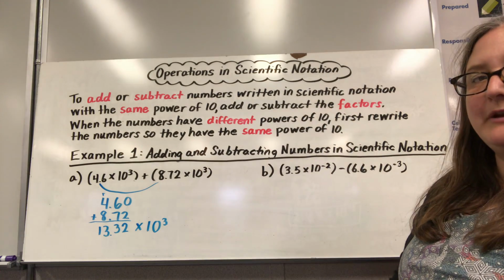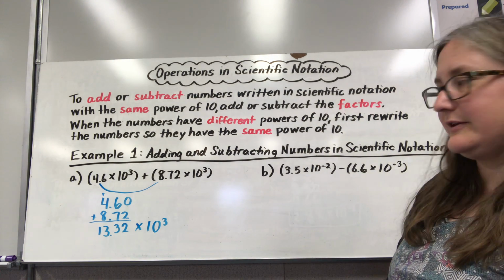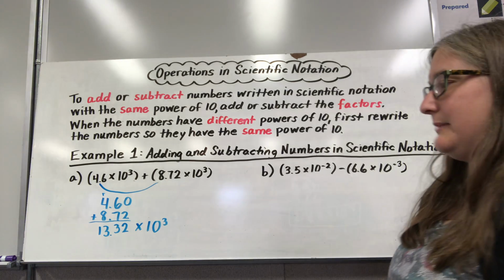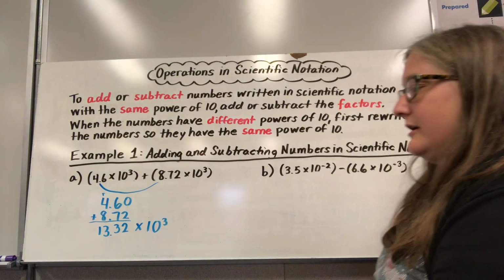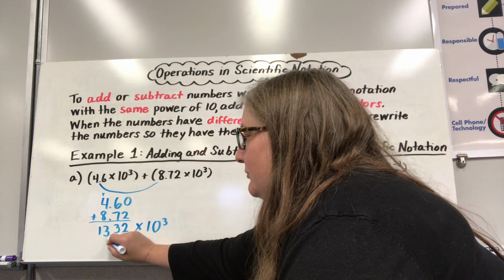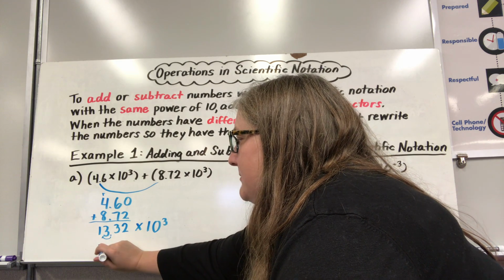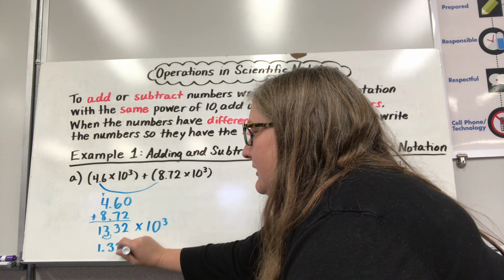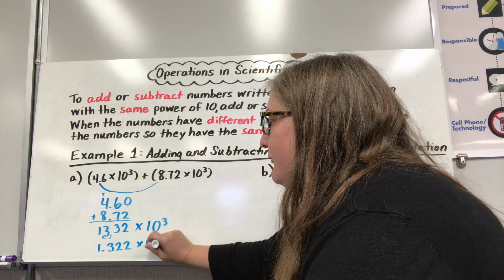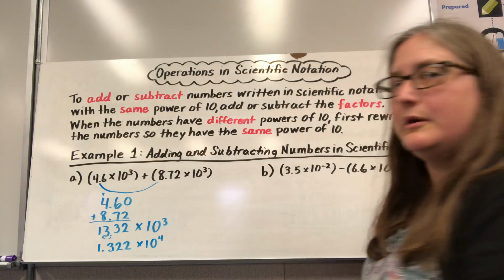Now I always want to make sure my final answer is still in scientific notation, and this one is not because 13 is larger than 10. So I'm going to have to move that decimal over one more spot to make it 1.322. And now it's going to be times 10 to the fourth because I moved my decimal one more spot.